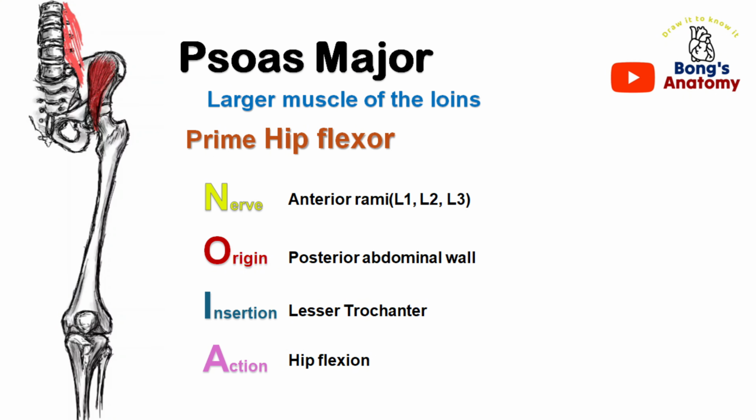Psoas major is a large muscle on the loins. It is innervated by anterior rami of L1 to 3, originating from the posterior abdominal wall, which is mainly the lumbar vertebrae, inserts into the lesser trochanter, and thus hip flexion.